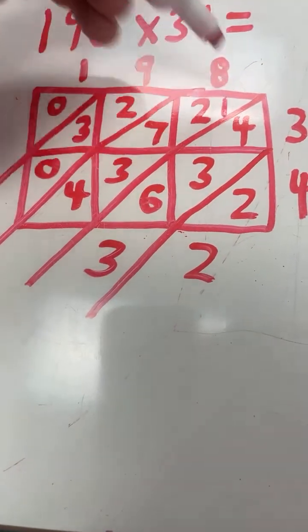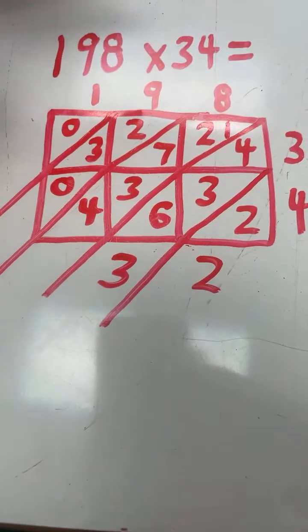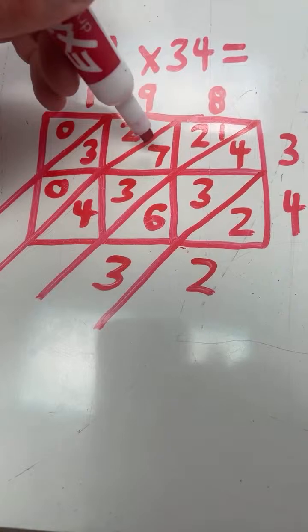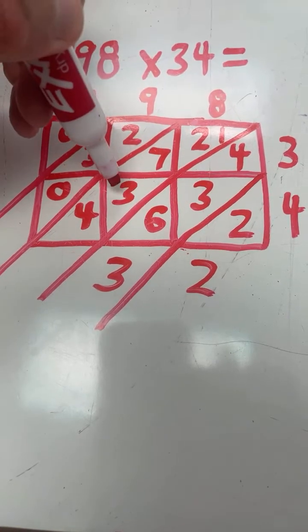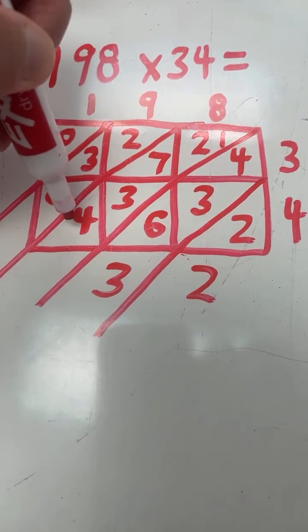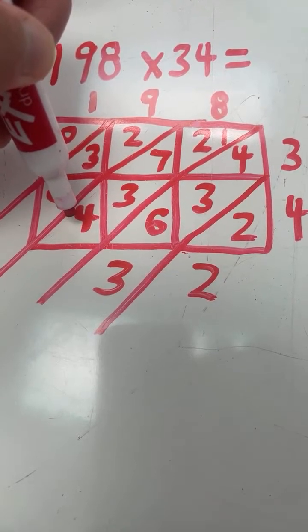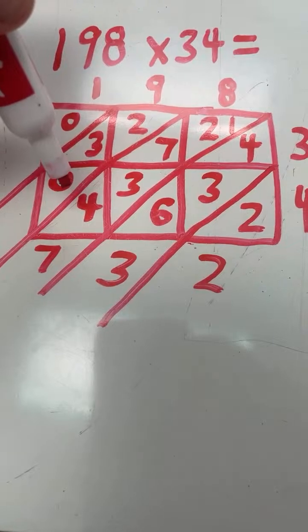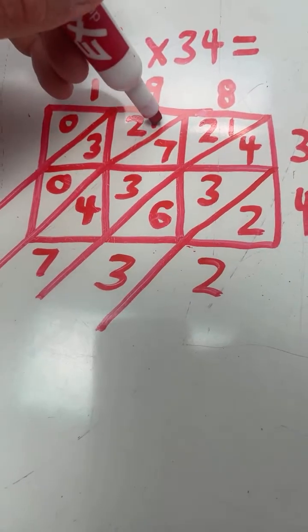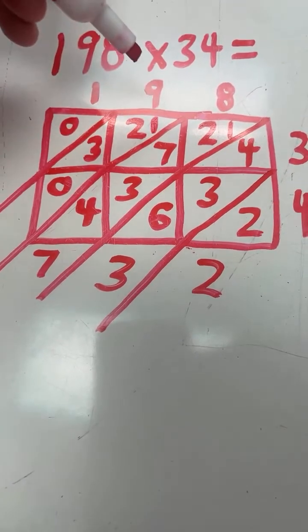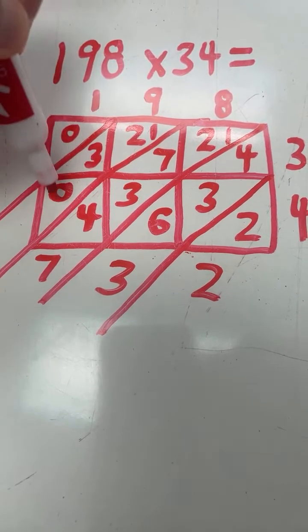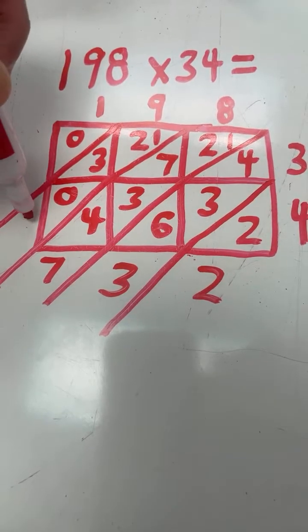carry the 1. 1 plus 2 equals 3, plus 7 equals 10, plus 3 equals 13, plus 4 equals 17. 7, carry the 1. 1 plus 2 equals 3, plus 3 equals 6, plus 0 still equals 6.